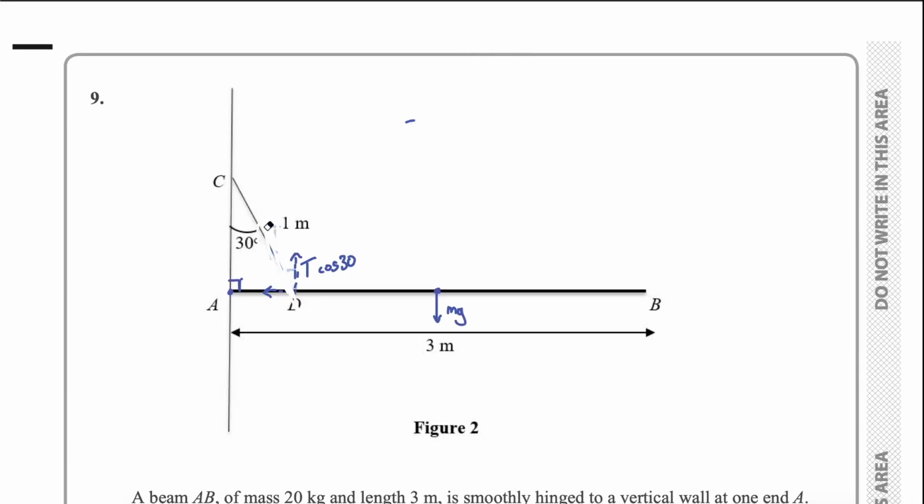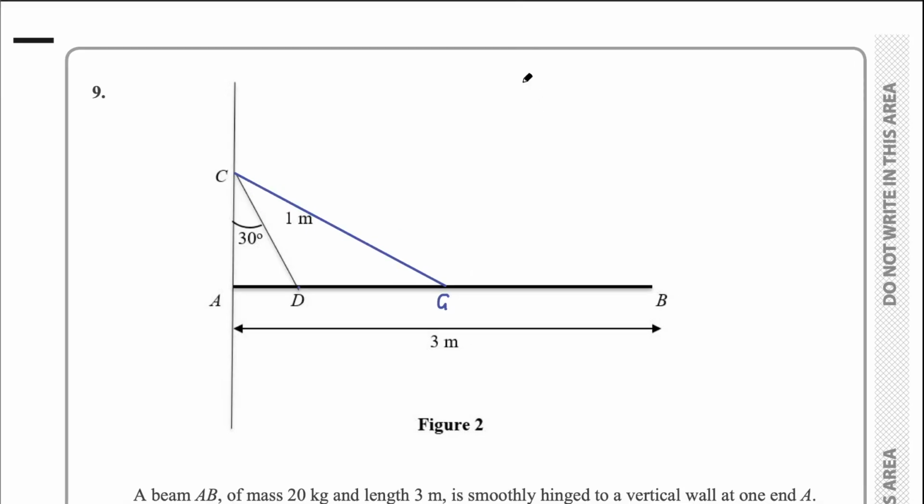The rope is now extended to the midpoint of the rod. So we would have a rope going like this, and we've called this G. That would mean that if we took the moments around G, we would need to include the forces pushing against the beam from the wall.